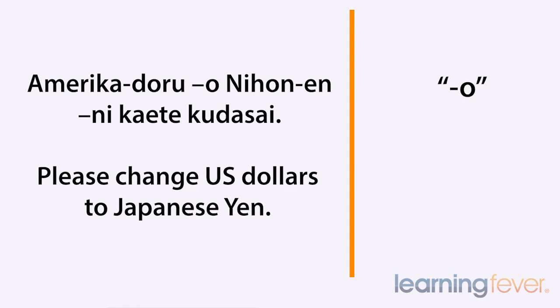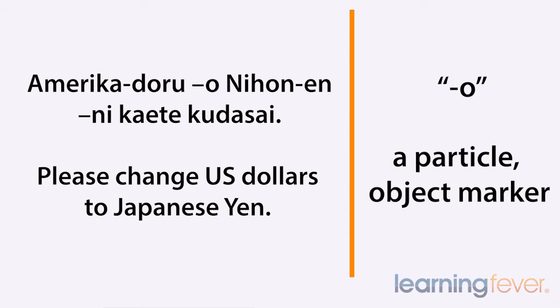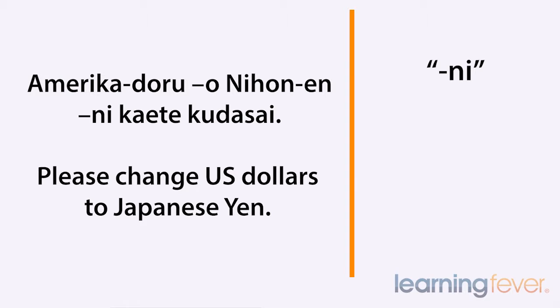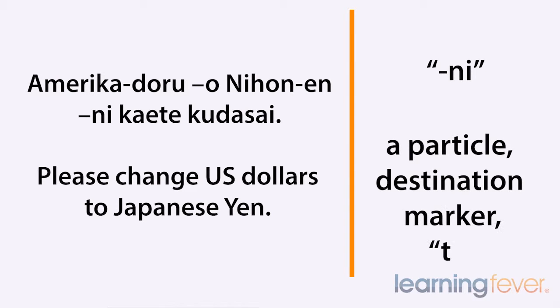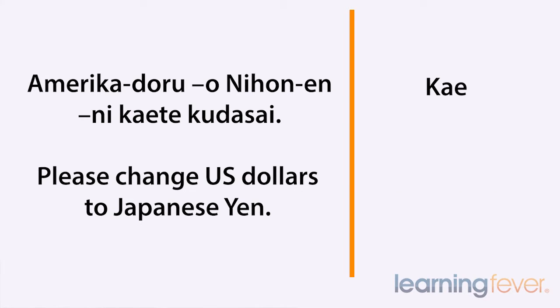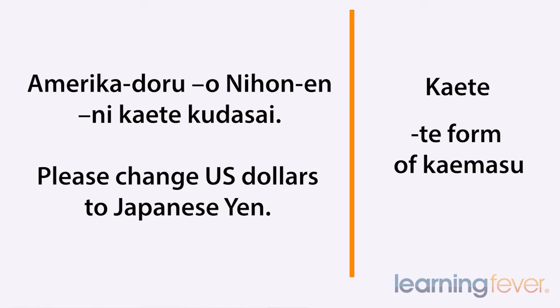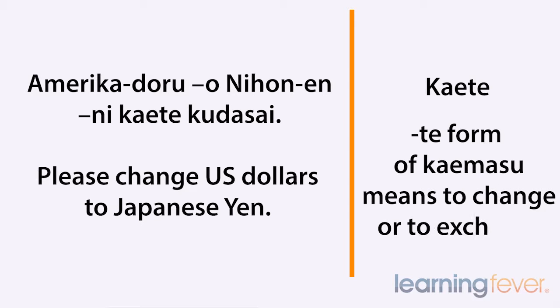を is a particle, object marker. に is a particle, destination marker, which means to. 変えて is the te form of the verb 変えます。This is similar to adding the ing form to a verb in English. 変えます means change or exchange.